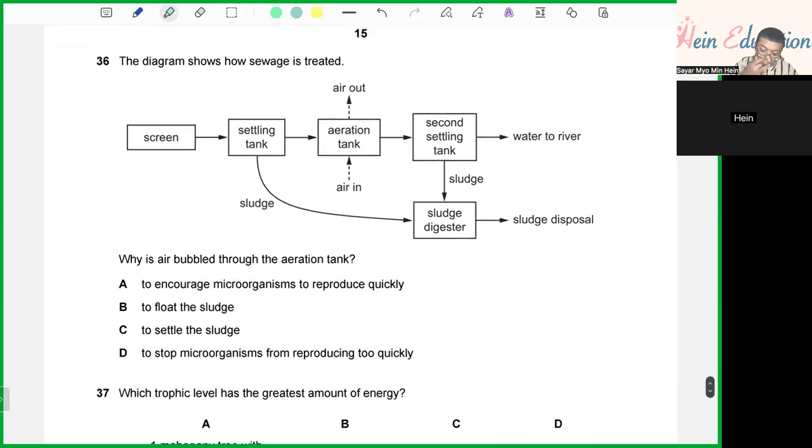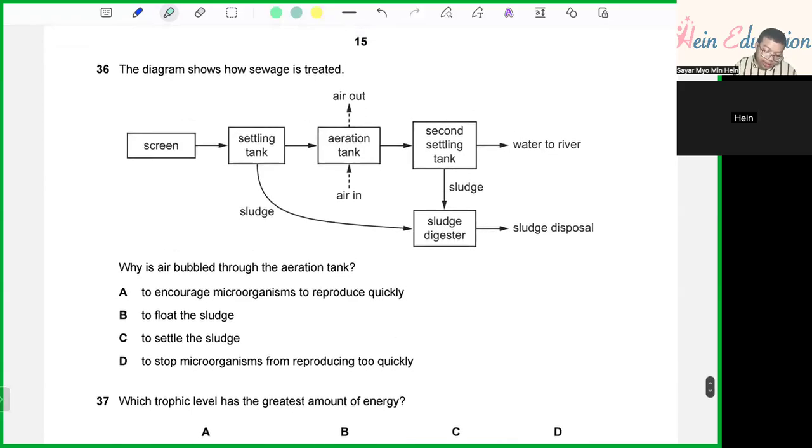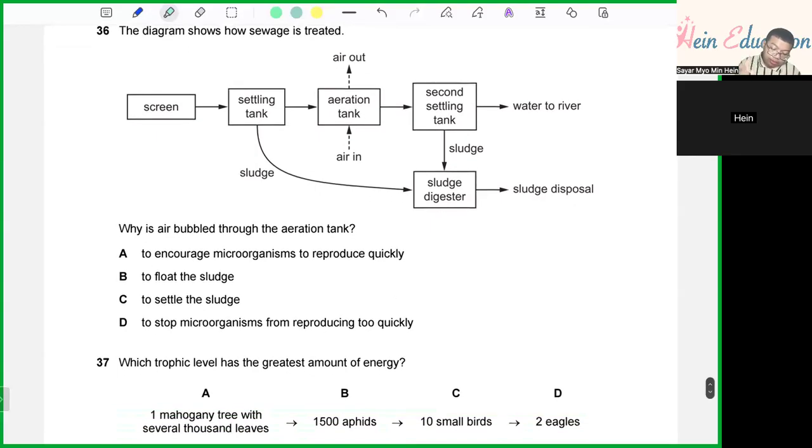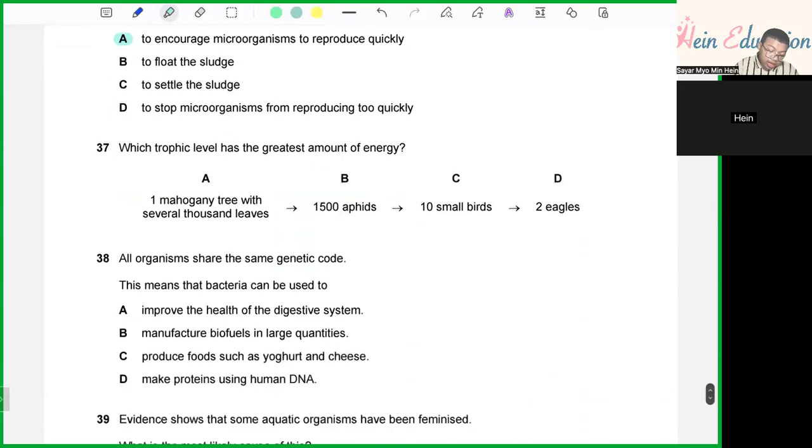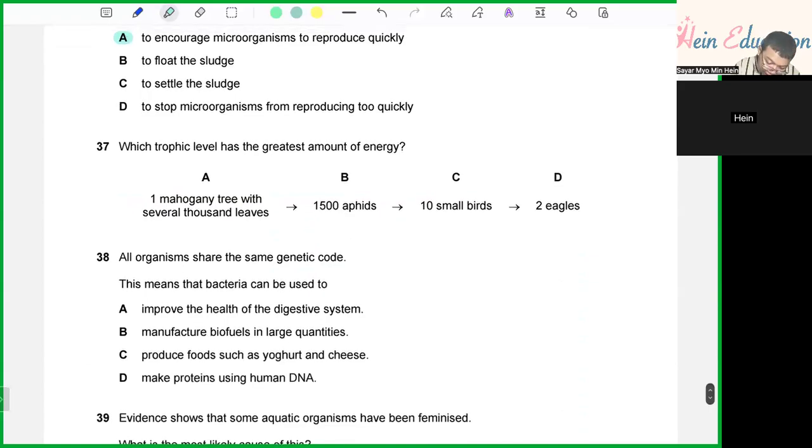Number 36, it's about sewage treatment and why air is bubbled through the aeration tank. Aeration tank means it's for aerobic respiration for the aerobic bacteria, so it's to provide oxygen for the bacteria. So it's already given in the answer: to encourage microorganisms to reproduce quickly. So the correct answer is A. 37 gives you a food chain. You can see the greatest amount of energy obviously starts from the producer. So the correct answer is A.